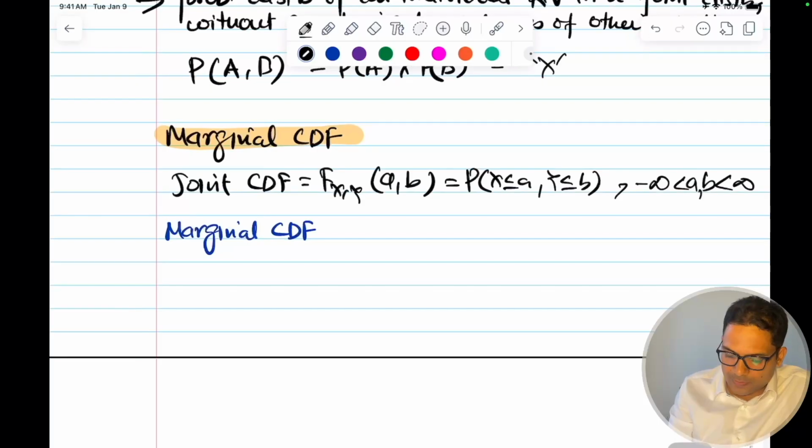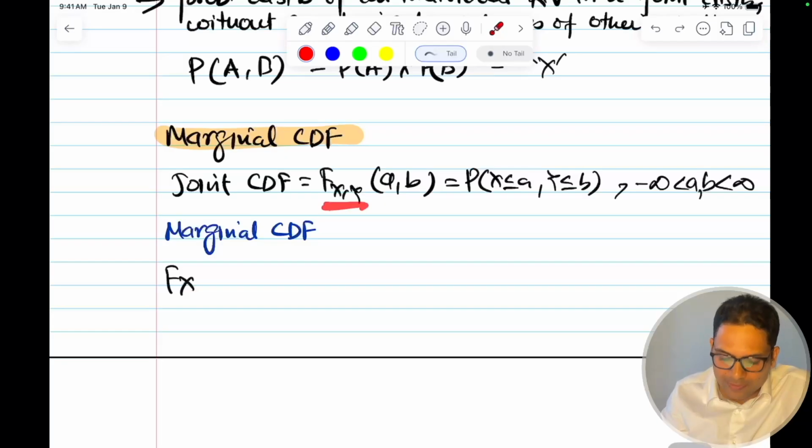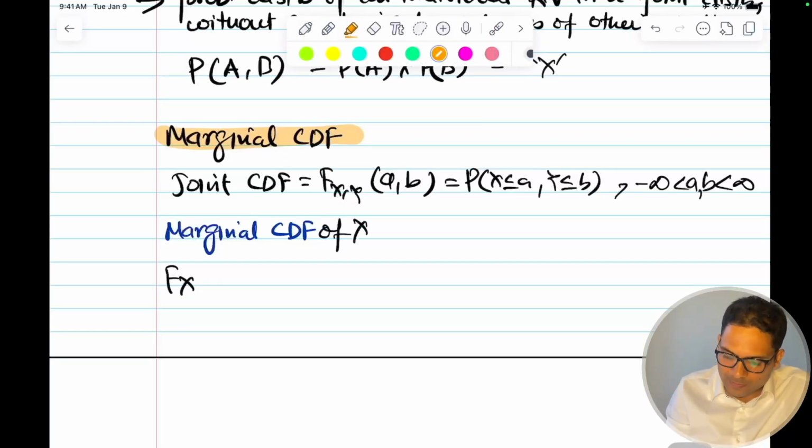This will be F of x. Now marginal, this was for both of them, x and y. Sorry. So joint is for both x and y. Marginal will be for only one variable. So let me write F of x. So this will be only F of x.